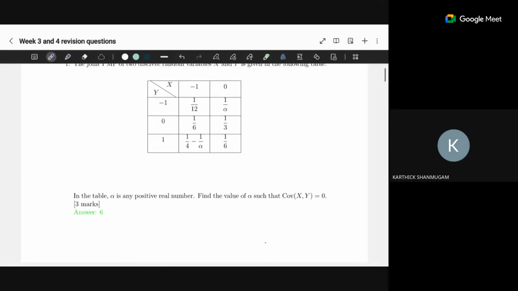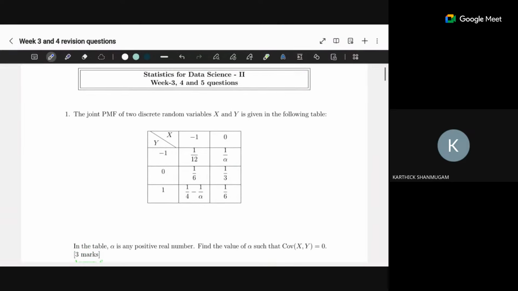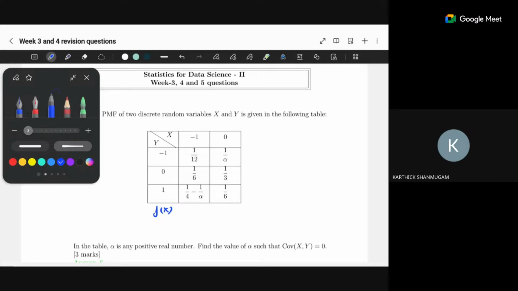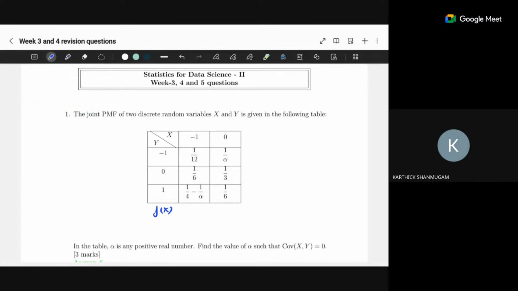Okay. So here we have the expectation. What are the probabilities here? 1 by 12 plus 1 by 4. This will be 1 by 3 minus 1 by alpha. And this is coming out to be 1 by alpha minus 1 by 2, right? This is my fx.